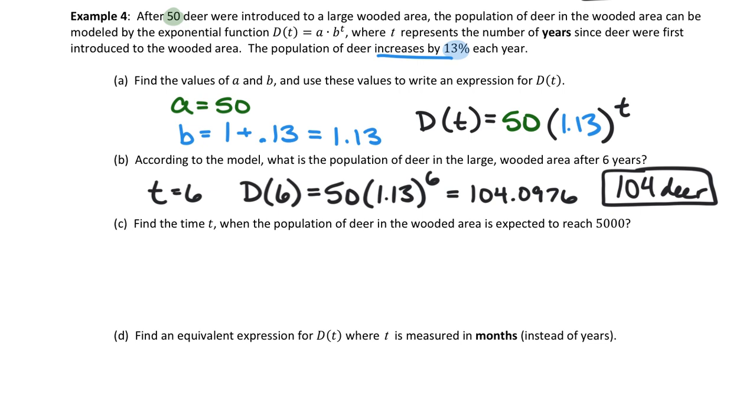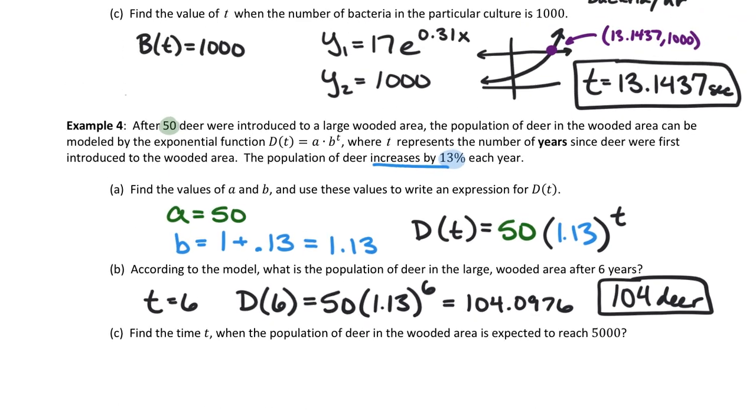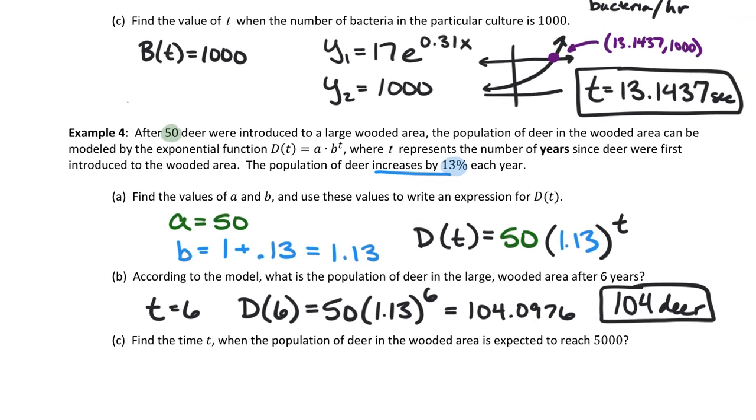Mwahaha. Part C is going to be for you to solve. It says, find the time when the population of deer in the wooded area is expected to reach 5,000. This is eerily similar to part C in the problem above. But I want you to do it. I'm going to pause and let you work.